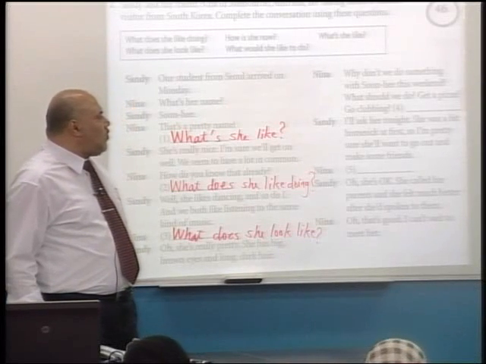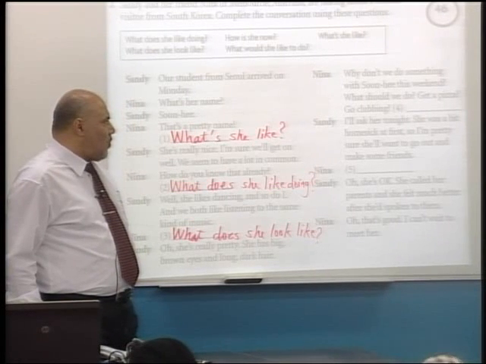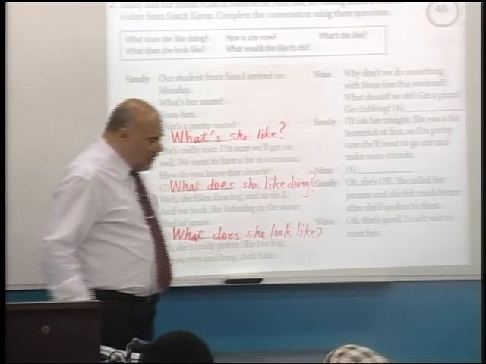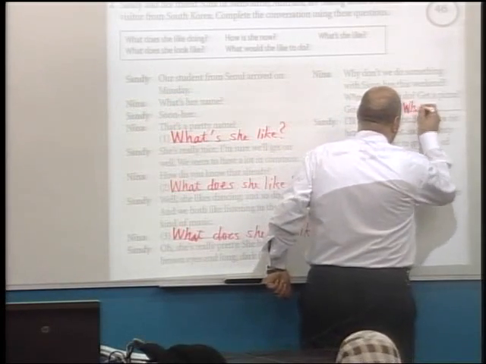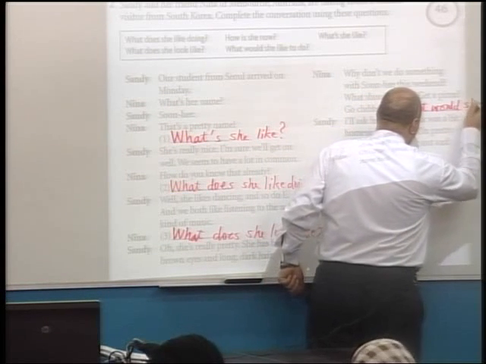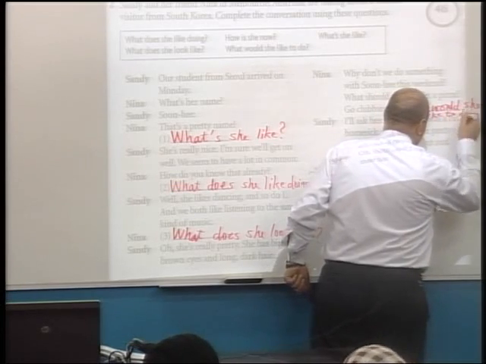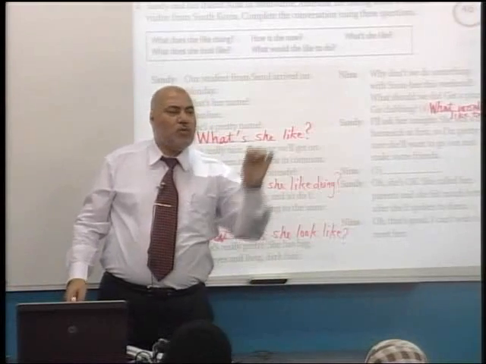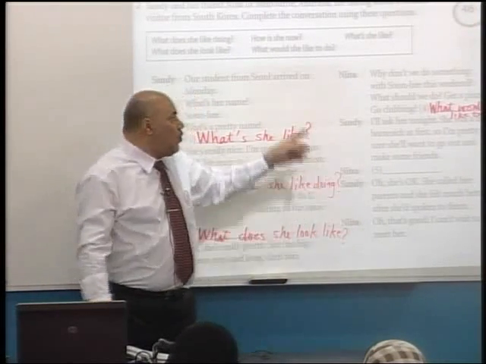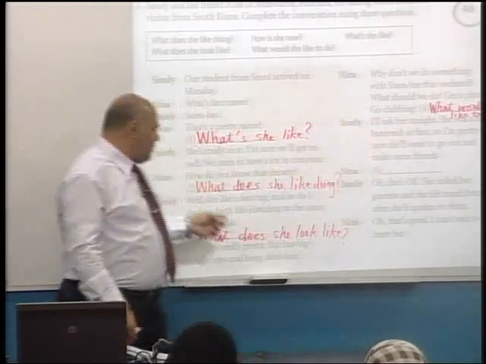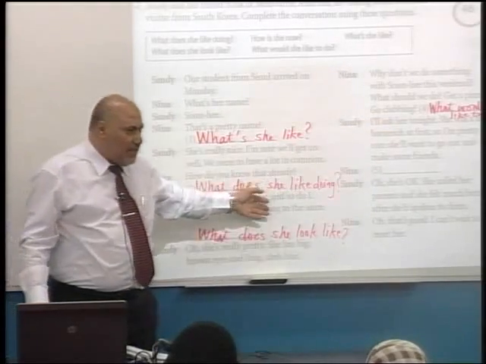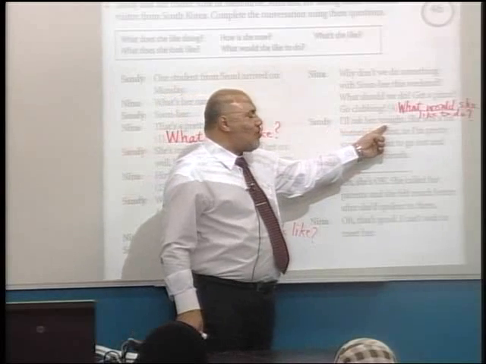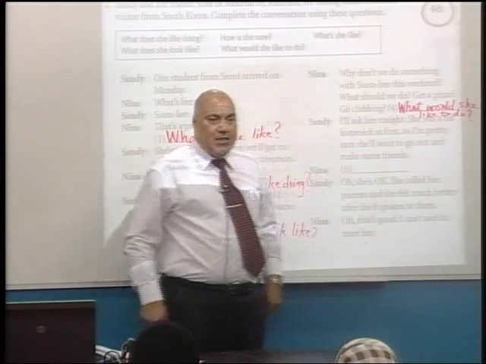Next. Why don't we do something with Sunhee this weekend? What should we do? Get a pizza? Go clubbing? What would she like to do? Not generally. No. In the near future. Tomorrow. Soon. So would like means want. But here, like doing is generally, not today, not now. So I'll ask her tonight. So the question, what would she like to do?